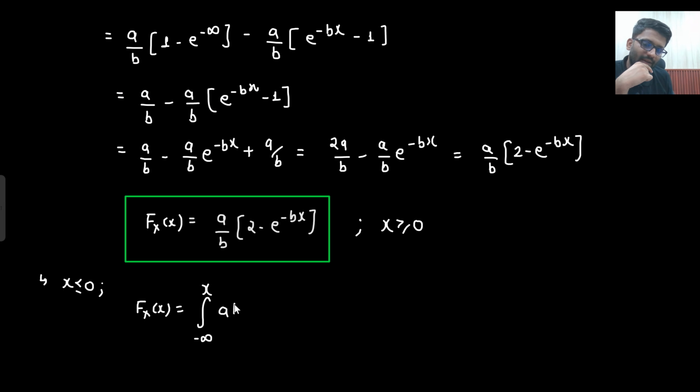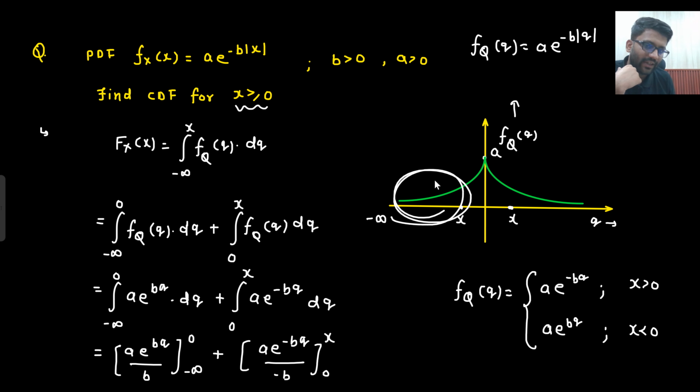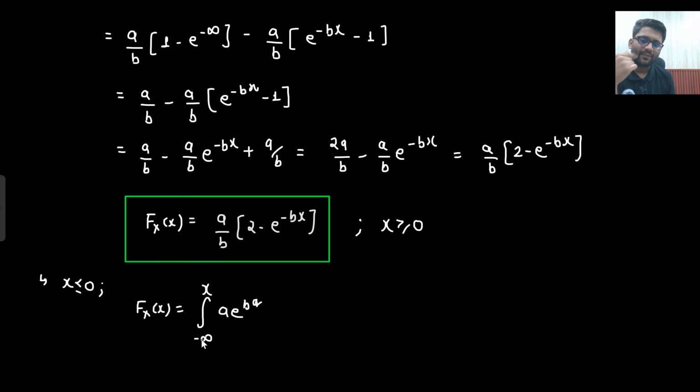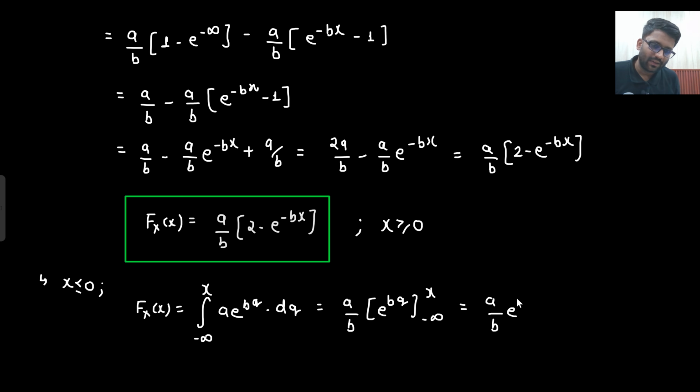So it would be a to the power bq, because only in this range you are integrating. This function is a to the power bq, and this other function is a to the power minus bq. So a to the power bq dq. When you integrate it, you get a by b e to the power bq from minus infinity to x. So you get a by b e to the power bx. This is what you get for x less than 0.